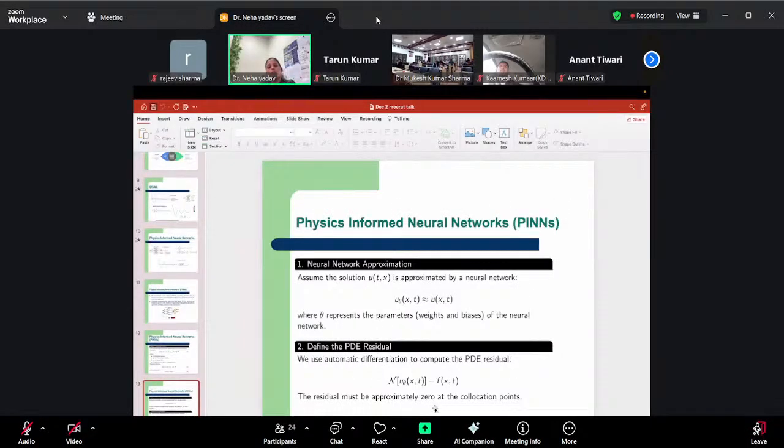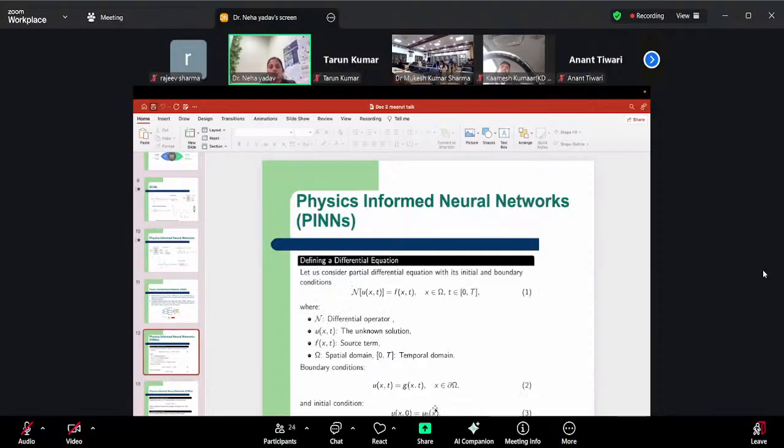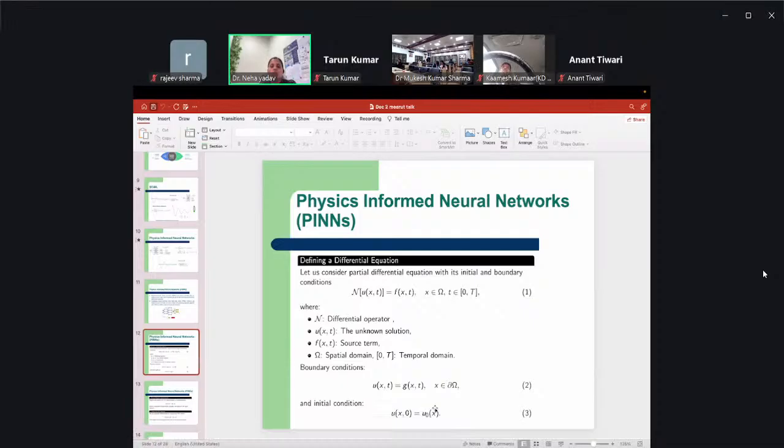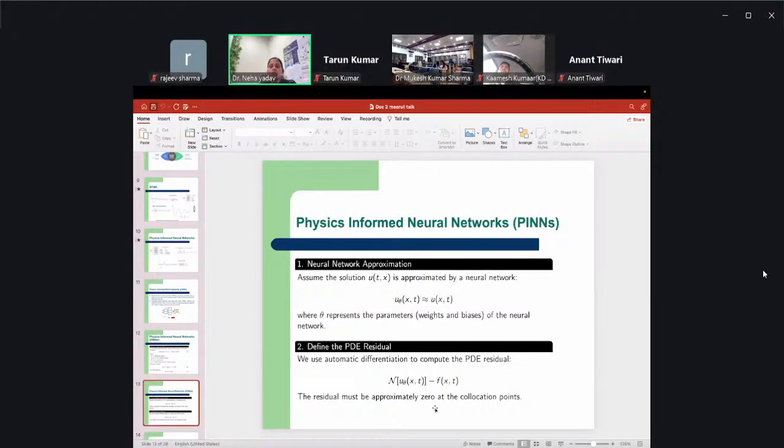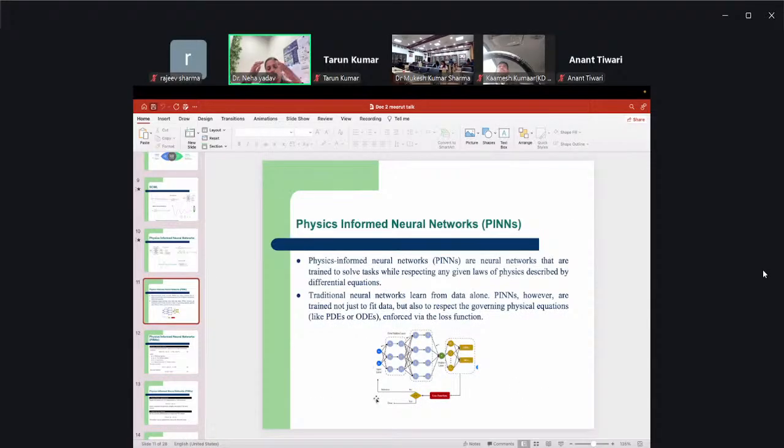Now, the first step in the physics informed neural network is that we approximate the solution. So, what is the solution of this differential equation? It is u(x,t). So, what we do is we approximate the solution in terms of a neural network, which we represent with u_theta(x,t), where theta represents the parameters, weights, and biases of the neural network. Next, in the physics informed neural network, as I have shown in this figure, the loss function is basically the PDE loss and the loss with the initial and boundary conditions.